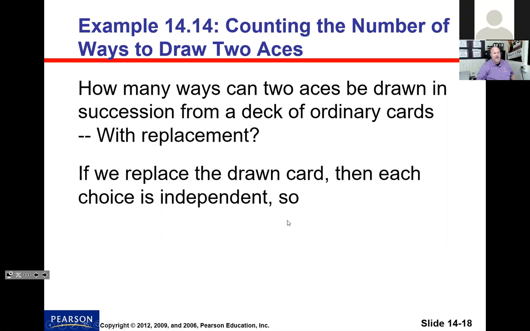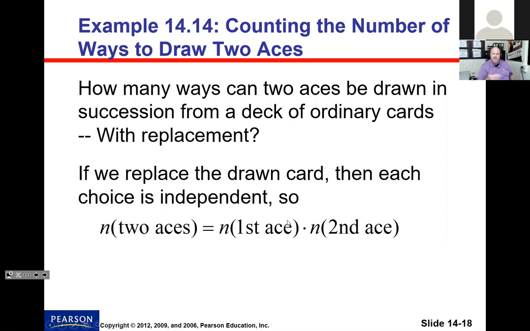Okay, so what happens if we replace the card? Then each choice is independent. So the probability of the first ace is four, right? And the probability of the second ace is four, so 16, right? So it's the counting principle when it comes to aces.